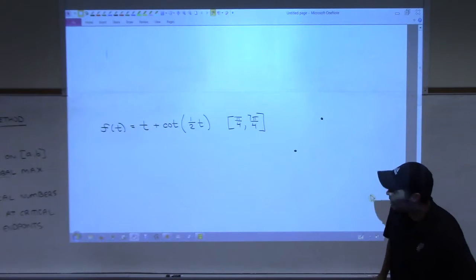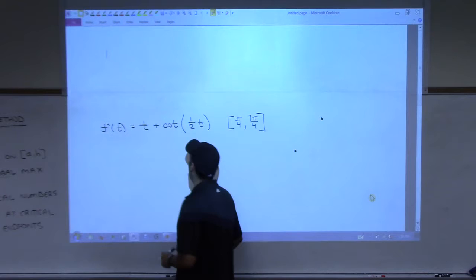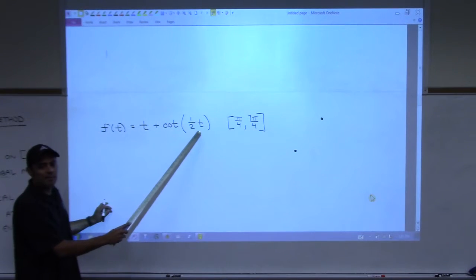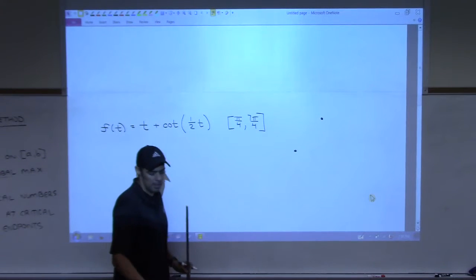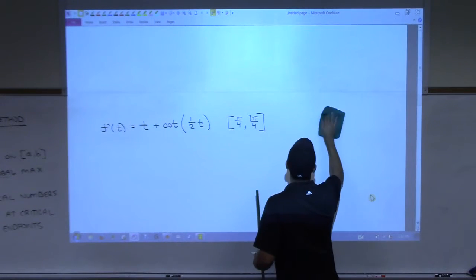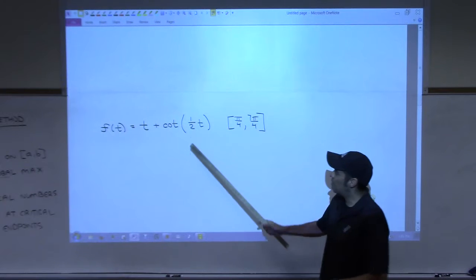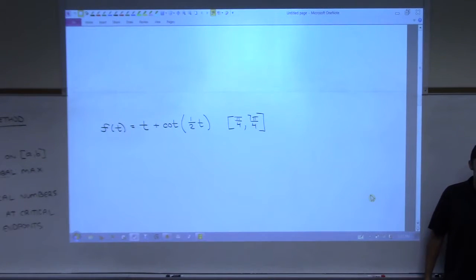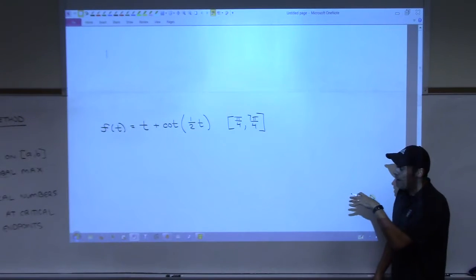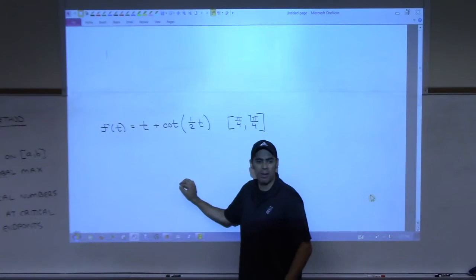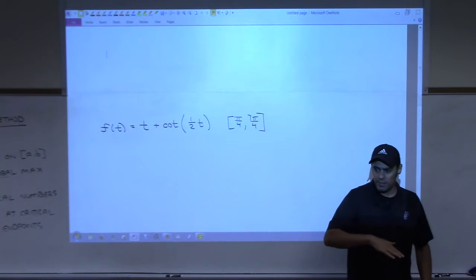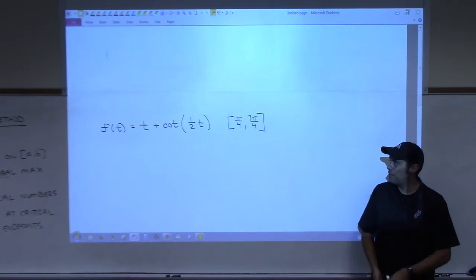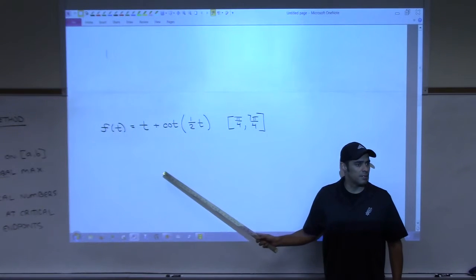Now, in a pre-cal class, you might be asked to graph cotangent of 1/2 t. That might have been something that was fair game in pre-cal. Here, we actually added plus t to it. That's something you would not graph in pre-cal. And what we're doing in this class right now is we're not trying to graph this. We're just trying to figure out its highest and lowest points on that closed interval. In a couple of sections from now, we will be able to graph this. All right?